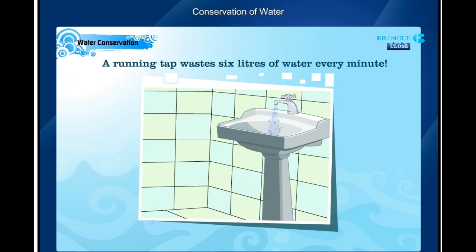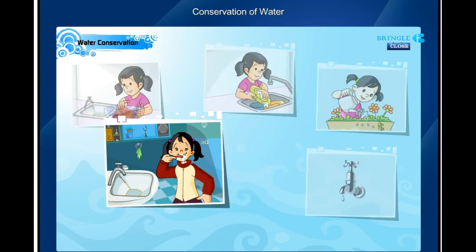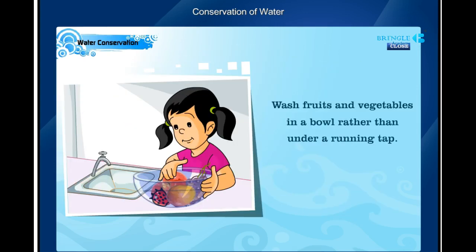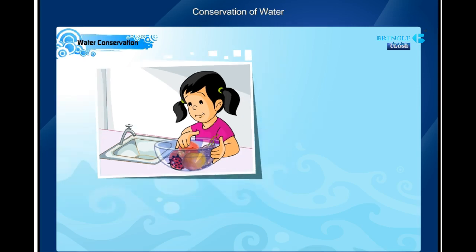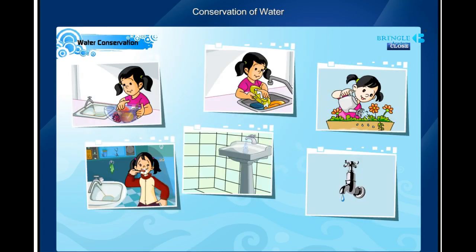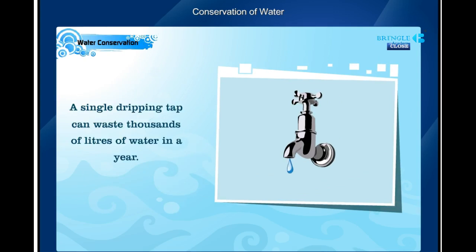A running tap wastes 6 liters of water every minute. Hence, make a conscious effort to turn off taps while brushing teeth, washing dishes, and so on. Wash fruits and vegetables in a bowl of water rather than under a running tap. This water can be reused to water plants. Get dripping taps and other leaks fixed immediately. A single dripping tap can waste thousands of liters of water in a year.